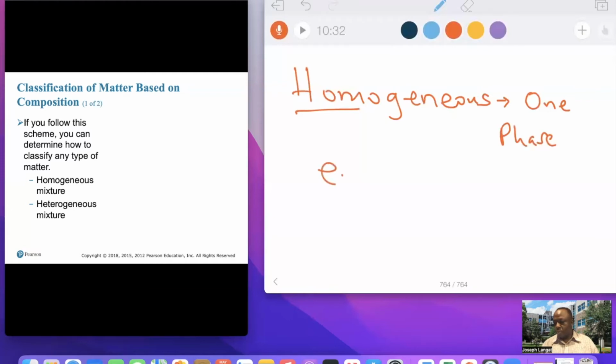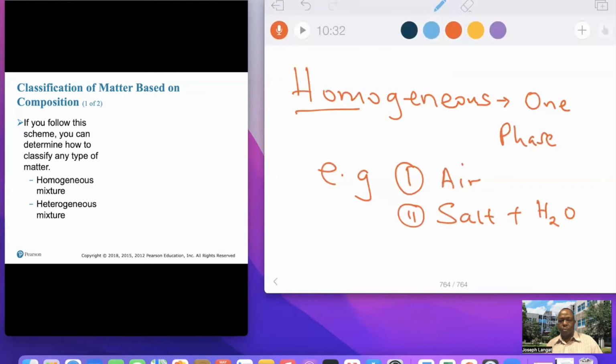Examples include air. Air in this room consists of nitrogen, CO2, probably gaseous H2 in the atmosphere, and other trace gases, but they all form one uniform mixture. We can also have salt plus H2O. This is an example of a homogeneous mixture. It means you have more than one substance, but they appear as if there is only one phase. You have only one phase.